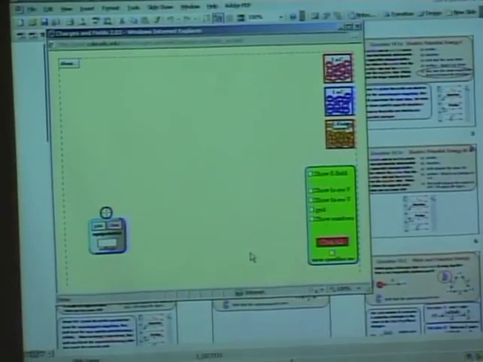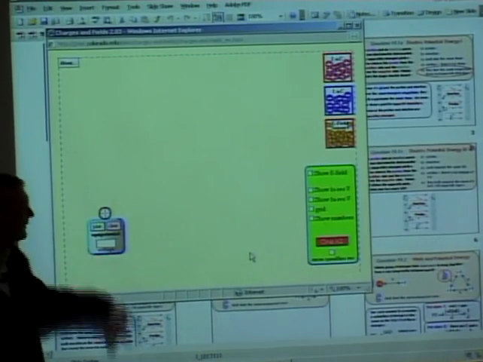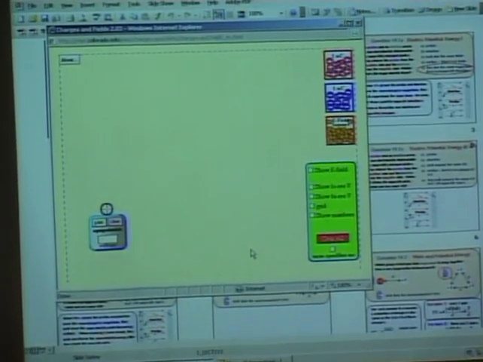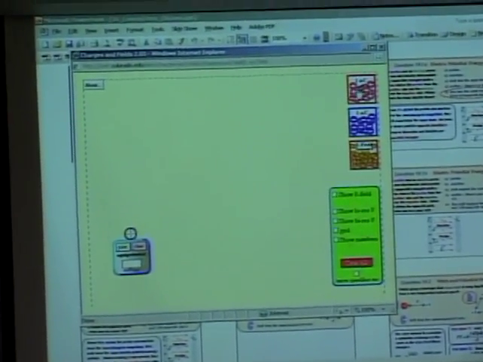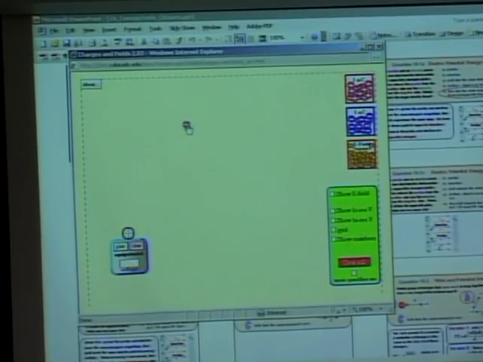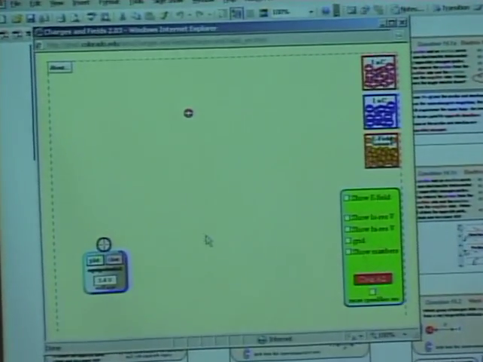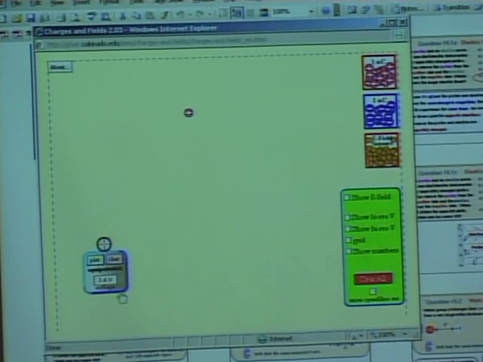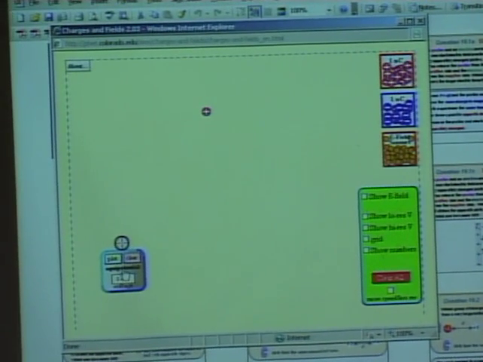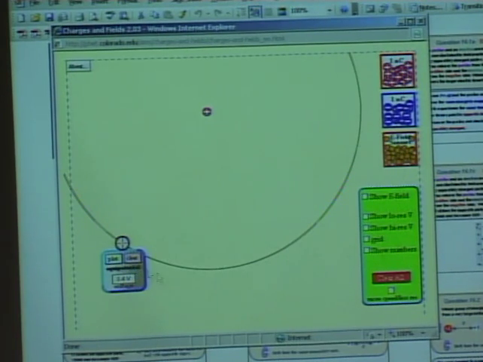I want to look at the charges and fields here real quick. Let's take a look at the chart. This is going to give us our voltage. Now, here we go. I'm going to put a positive charge here. And notice the voltage out here is 3.4. Let's go ahead and plot it. So the voltage out here is 3.4.